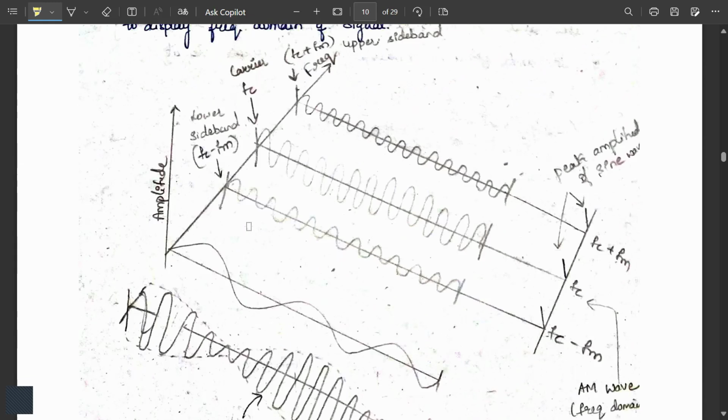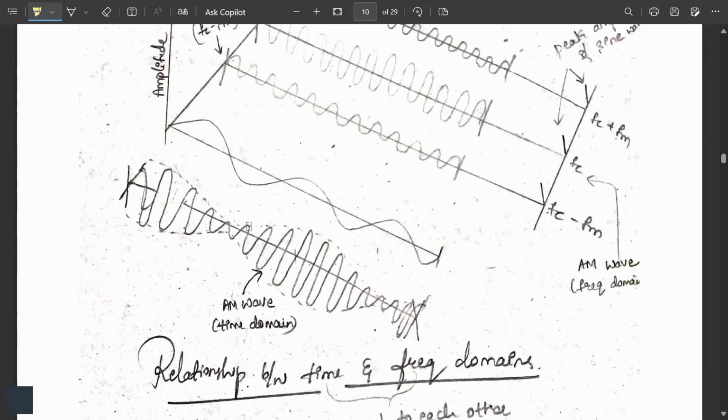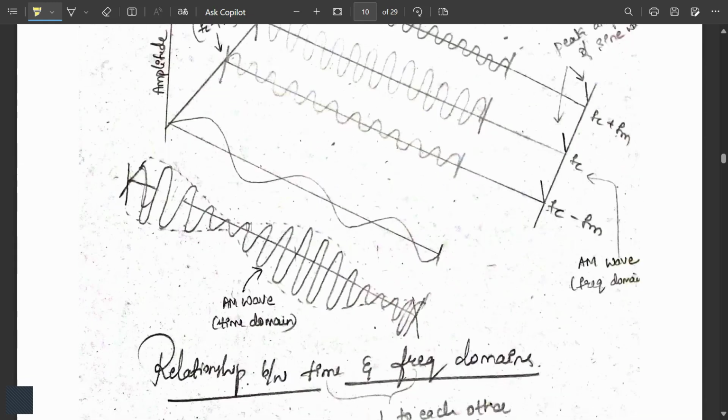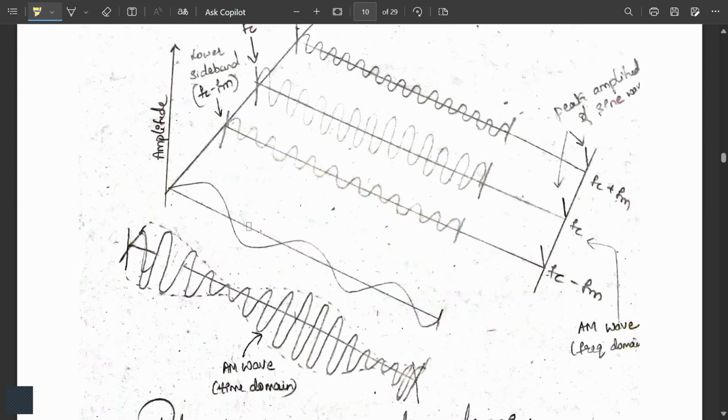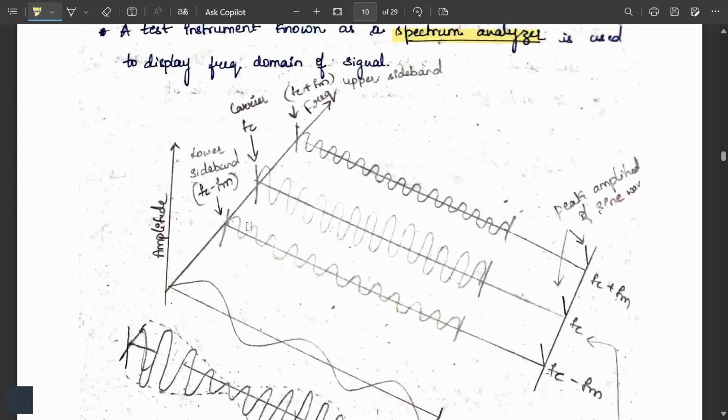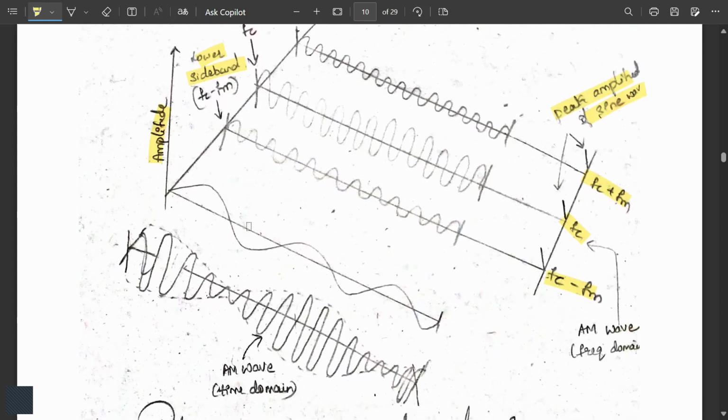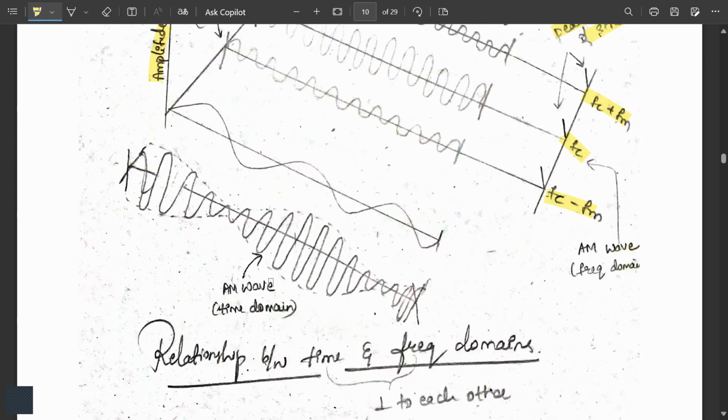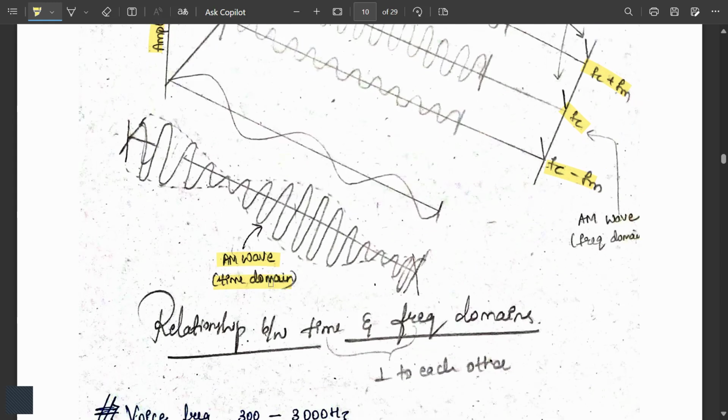You need to write this representation, that is the relationship between the time and the frequency domain, where time and frequency are perpendicular to each other. This will be my carrier, this will be my upper sideband, this will be my lower sideband. Here are the peak amplitude values of the sine waves, that is FC plus FM, FC and FC minus FM. This will be my amplitude, and the frequency are perpendicular to each other. So finally, I will be getting the AM time domain.